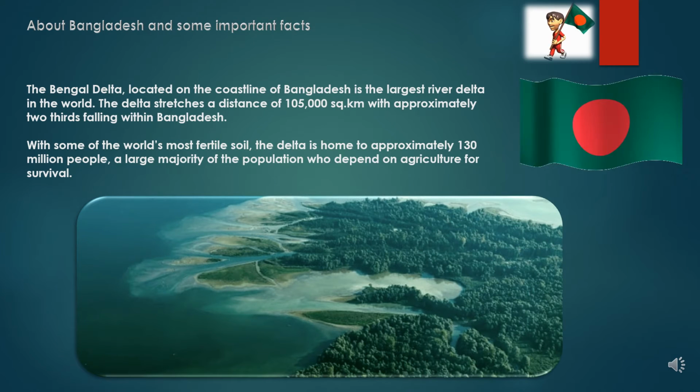The Bengal Delta, located on the coastline of Bangladesh, is the largest river delta in the world. The delta stretches 105,000 square kilometers, with approximately two-thirds falling within Bangladesh. With some of the world's most fertile soil, the delta is home to approximately 130 million people, a large majority of the population who depend on agriculture for survival.